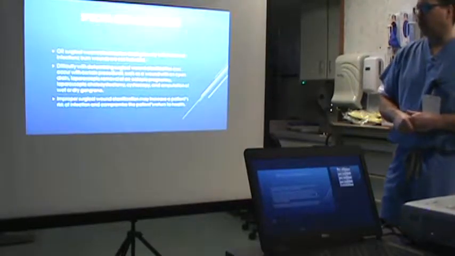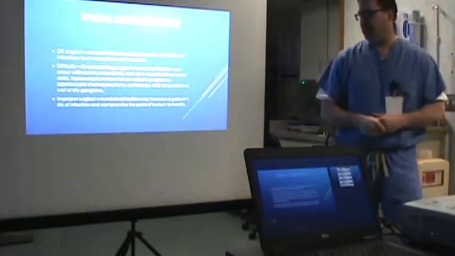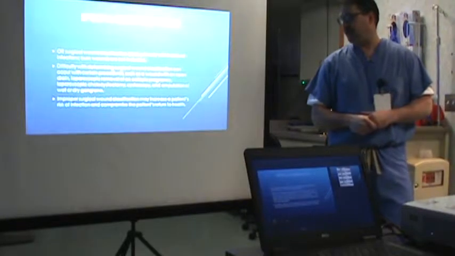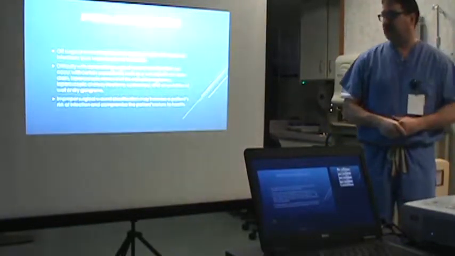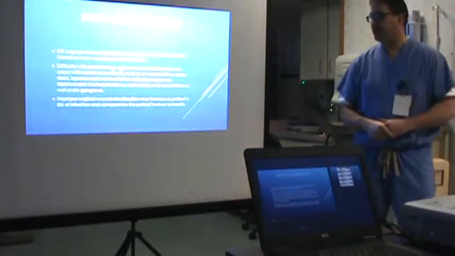Improper surgical wound classification may increase the patient's risk of infection and compromise the patient's return to health. So at the end of the day, that's why we're doing it. Obviously, that's putting our patients first.